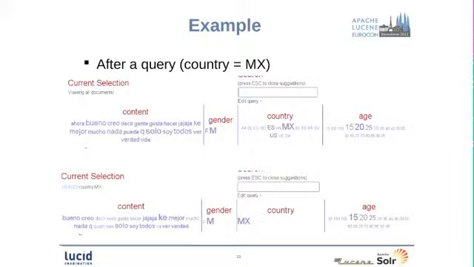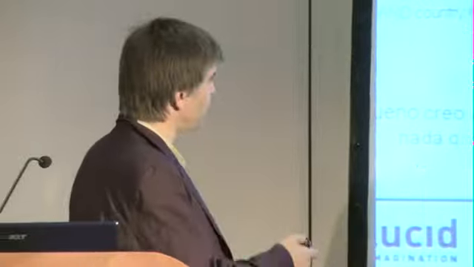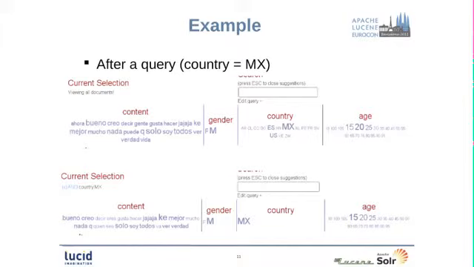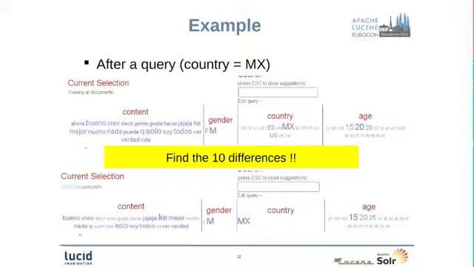And those are the countries: Mexico, Spain. Mexico is the most common one, then Spain, the US, and then some US states. And the most common age is about 20 years. So let's make a query. We have made a query, and we have Mexico. So we have selected Mexico. And here we get the top facets, and the top age, and the gender. And we make a tag cloud. And we look at the tag clouds, and the problem is to find the 10 differences. Yeah? Which is the difference?